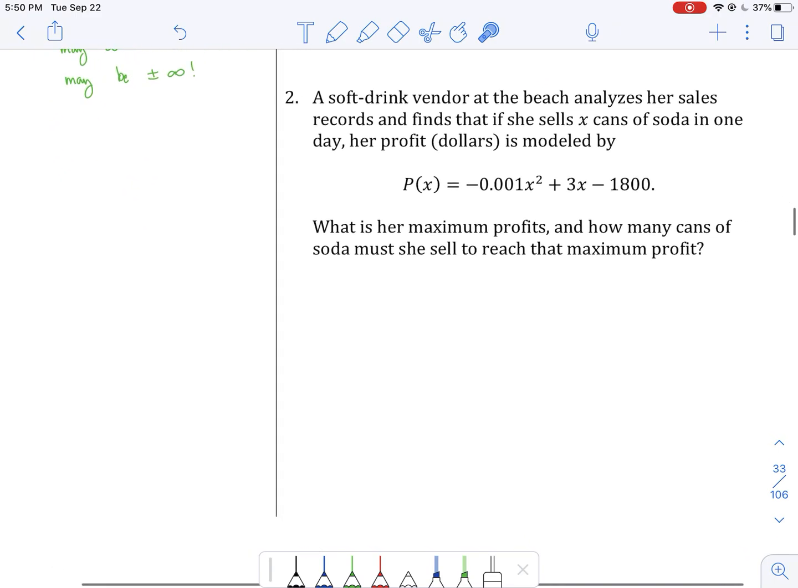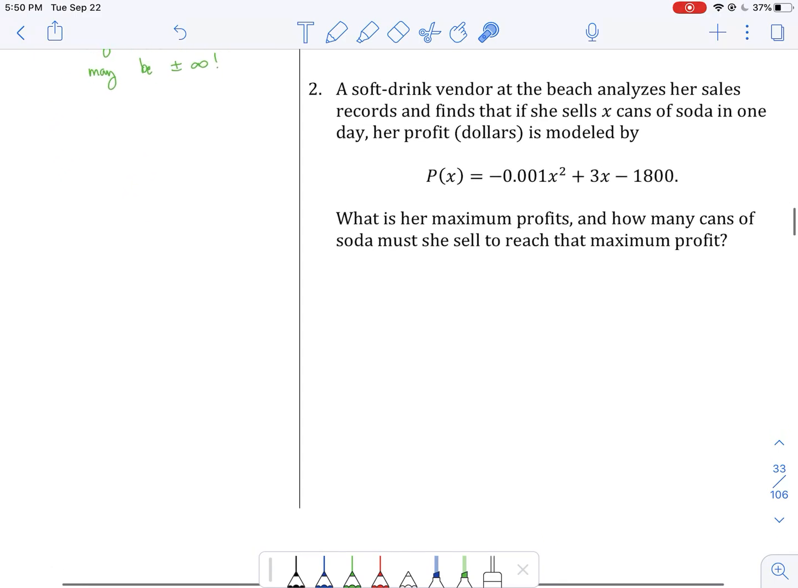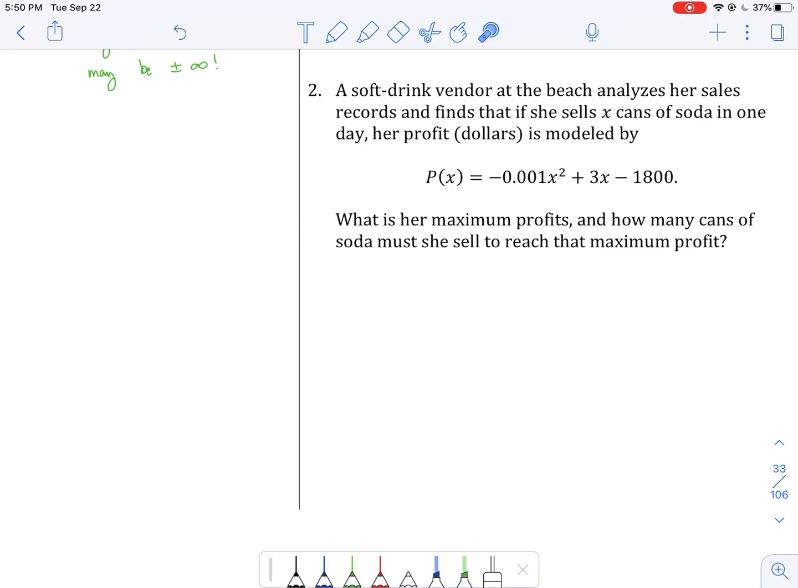Now, I did say we were going to talk specifically about quadratics. So here we have a quadratic problem. Again, we know it's quadratic because we have this degree 2 here, which means that we're going to be using those skills from previous classes. A soft drink vendor at the beach analyzes her sales records and finds that if she sells x cans of soda in a day, her profit is modeled by this formula. What is her maximum profit, and how many cans must she sell to reach that maximum profit?